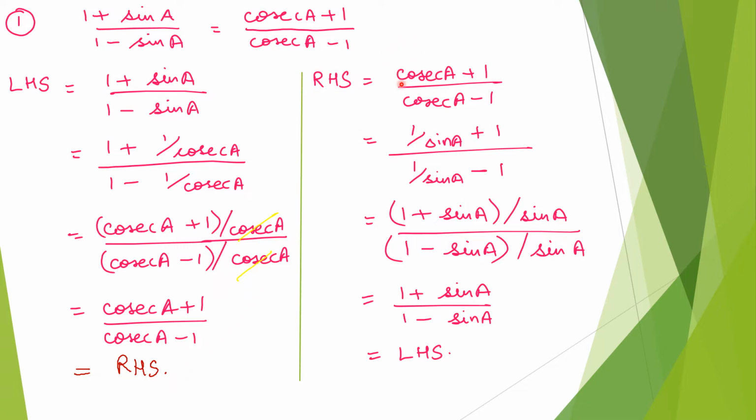If I'm starting from the right hand side, I'm writing this right hand side, and now I'm saying that I have cosec and I want sine. So I'm writing this cosec as 1 upon sine, 1 upon sine, and then when I take LCM, I will get my LHS. Clear? Let's go to the next one.